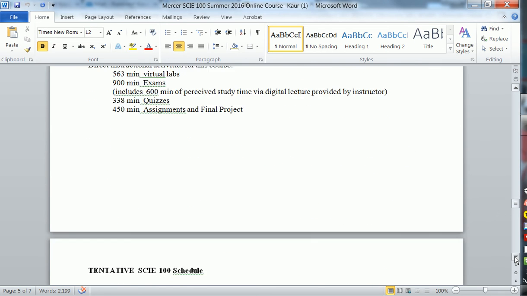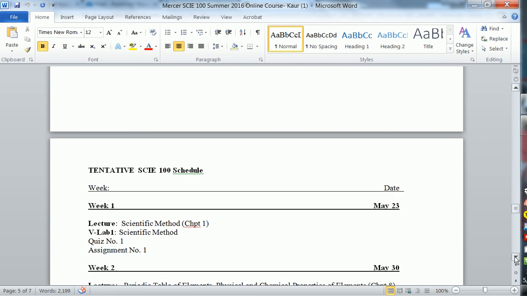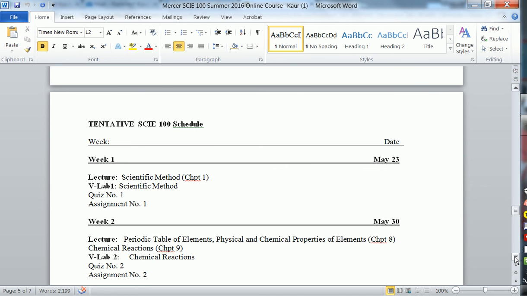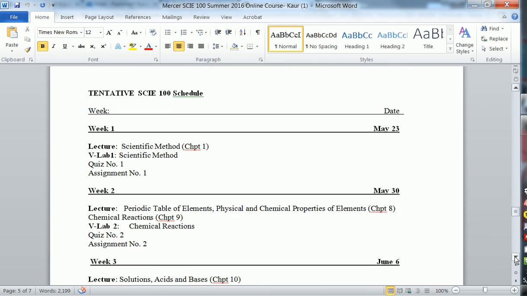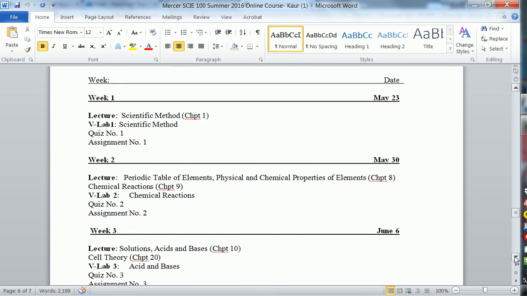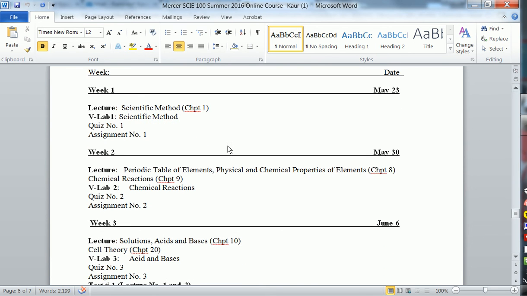Okay, let's go over the most important thing, and this is our schedule, which is tentative, which can change. We can make changes, but this is what I have planned, and I will try to stick to this plan. Okay, so this is your week 1. What we are going to do in week 1.